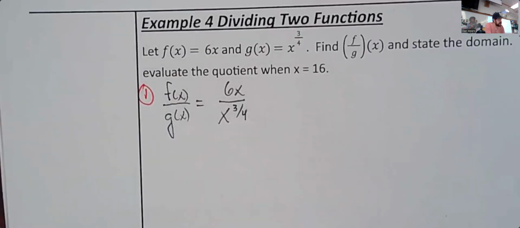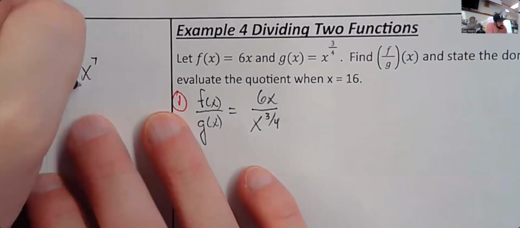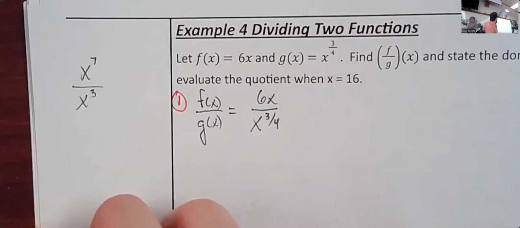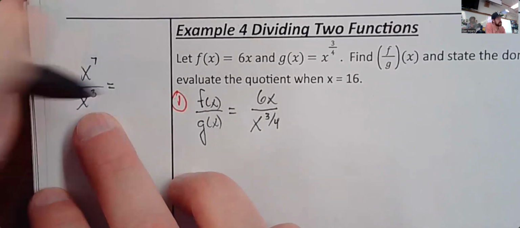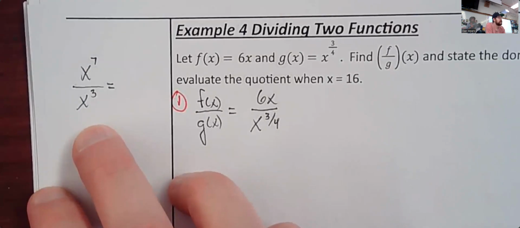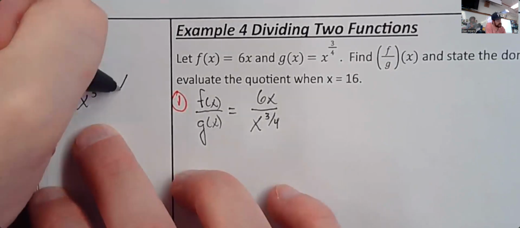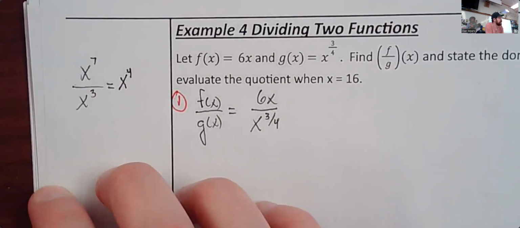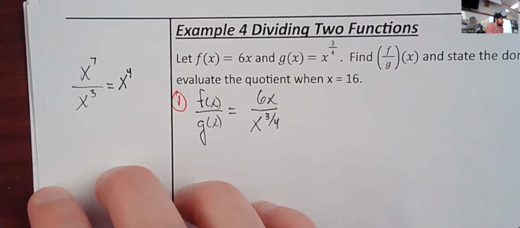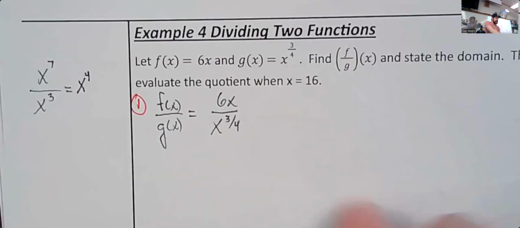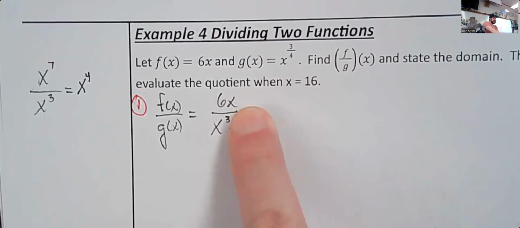Like off to the side here, let's say I've got x to the 7th power divided by x cubed. What's the answer to that? X to the 4th? Why is that? Subtract the exponent. There you go. So I'm going to write x, by the way, what would the exponent be here with this x? If there isn't one, but what would it be?